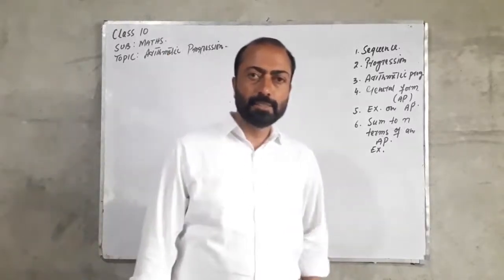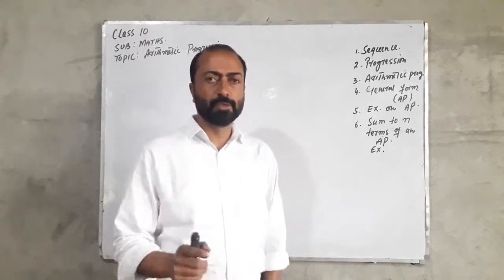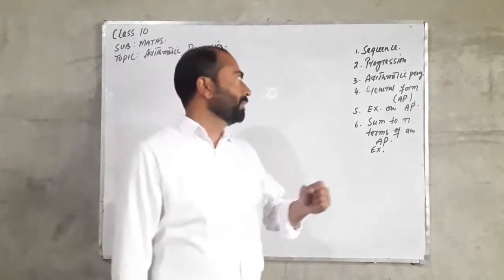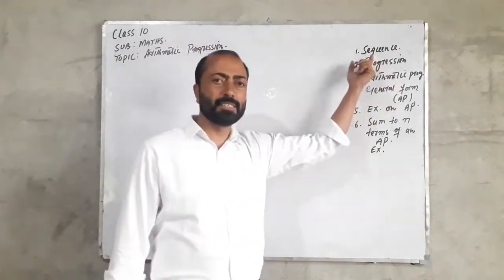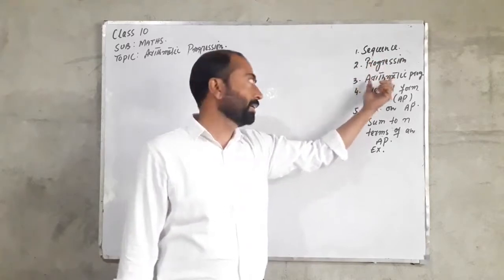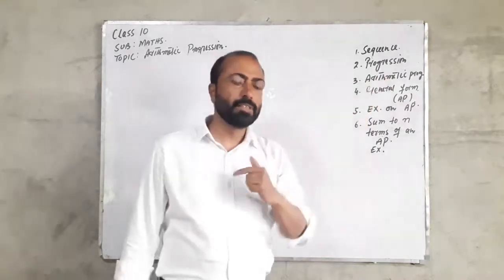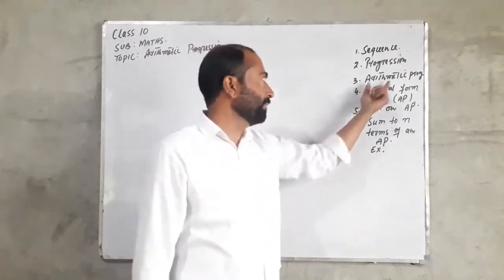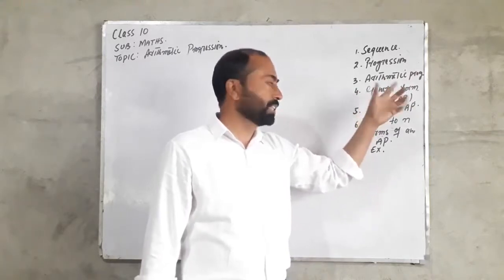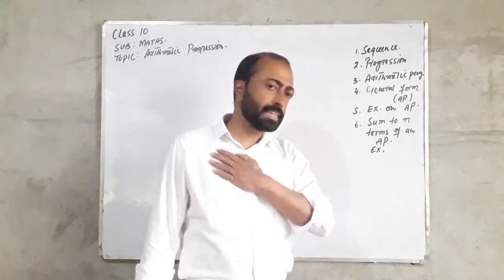Dear students, this lecture is for class 10, subject mathematics, and the topic is arithmetic progression. In this lecture, we will discuss what is a sequence, then we will move to progression, what is a progression. After that, we will discuss what is an arithmetic progression, which we generally abbreviate as AP. Then we will go to the general form of an AP. After that, we will go for an exercise on this AP.